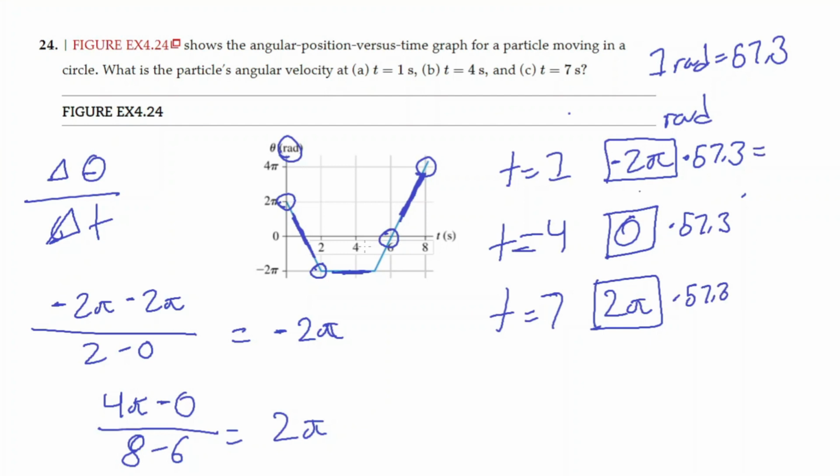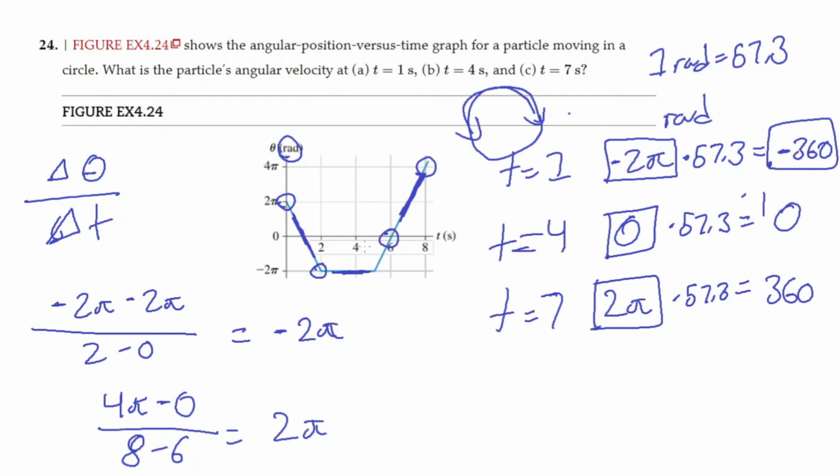So at t equals 1, our angular velocity is going to be negative 360, in which it's going to move counterclockwise 360 degrees every second. And then t equals 4 seconds is going to be 0, and t equals 7 seconds is going to be positive 360 degrees, in which it moves clockwise 360 degrees every second. And these three are going to be your final answers.